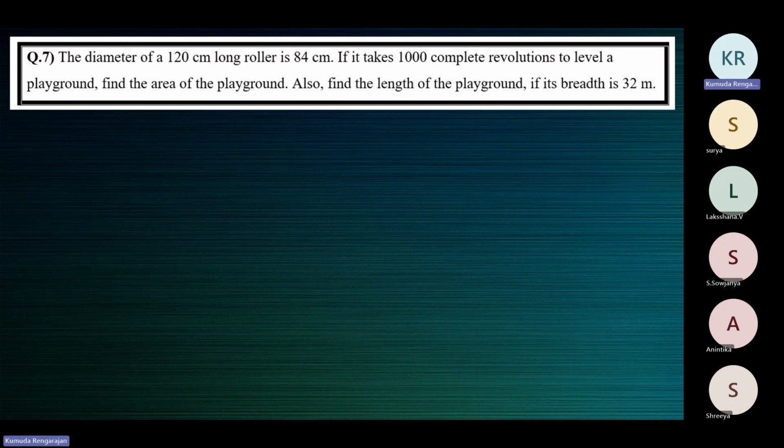Here, we know a road roller we have seen is cylindrical. It's given that the roller is 120 centimeters long. So radius is given, height is given: cylinder. The height of the roller is 120 centimeters and the diameter is 84 centimeters. If it takes 1,000 complete revolutions to level a playground, find the area of the playground. Also find the length of the playground if its breadth is 32 meters.